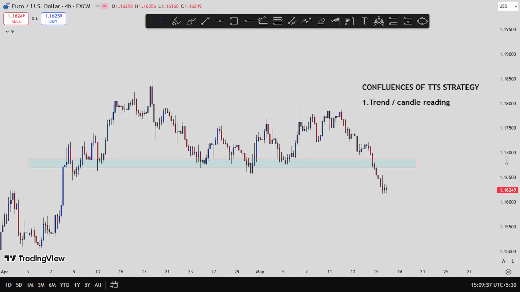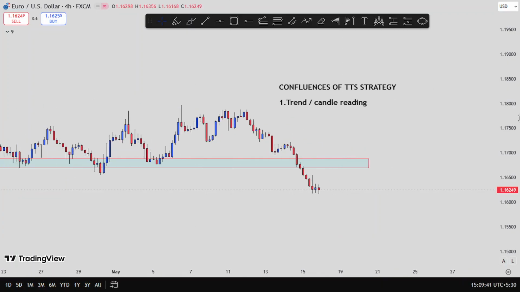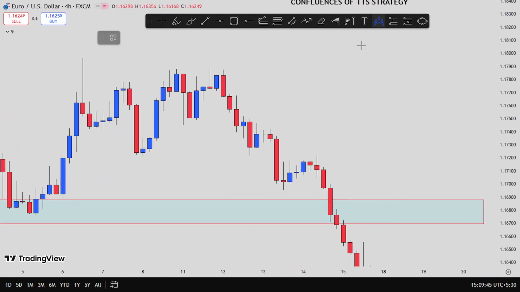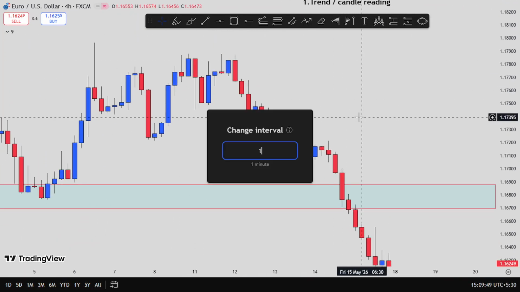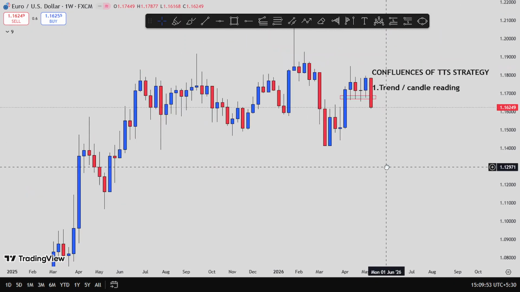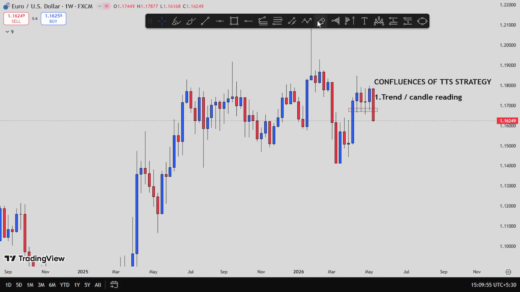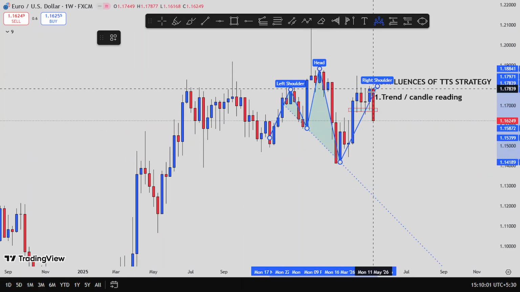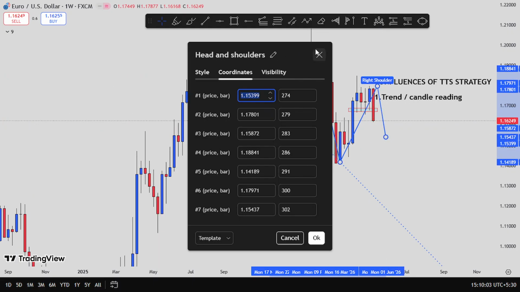Now the next confluence with this is the head and shoulders. Okay, the next confluence is the head and shoulders pattern. Now you'll find this on multiple time frames. You have to start looking with the daily time frame. Here you can see we are having a potential head and shoulders on the daily. We are having a potential head and shoulders right here, and this is the right shoulder.